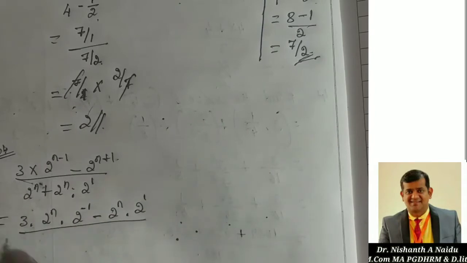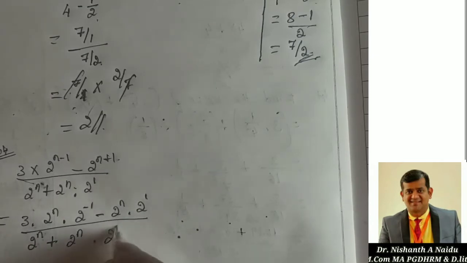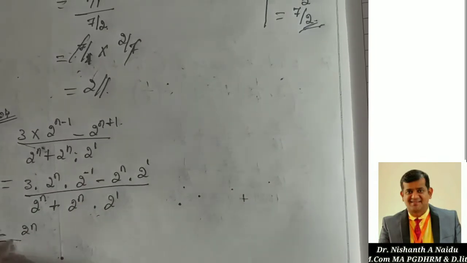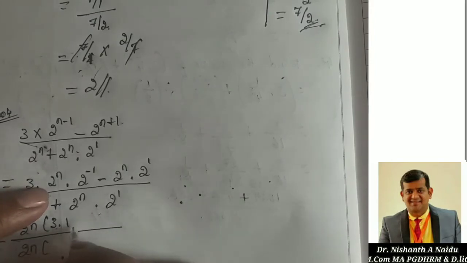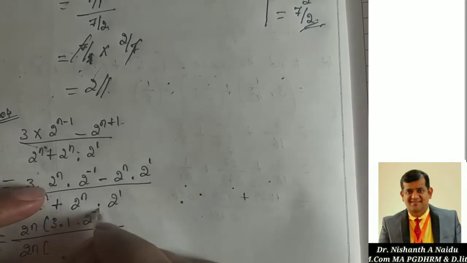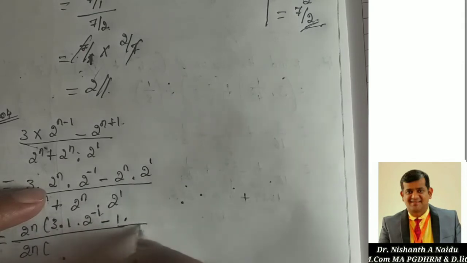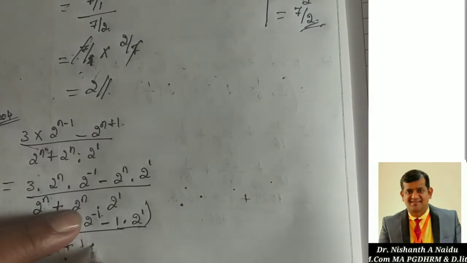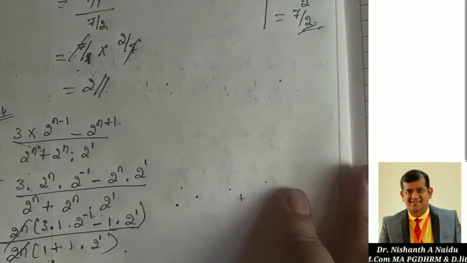Clear? So I have split it, just solve. Again 2^n plus 2^n into 2 to the power of 1. Now what I am going to do is bring 2^n out, 2^n divided by 2^n. So 2^n will become 1: 3 into 1 into 2 to the power of minus 1, minus 2^n will become 1 into 2 to the power of 1. Here 1 plus 1 into 2 to the power of 1. So 2^n gets cancelled.